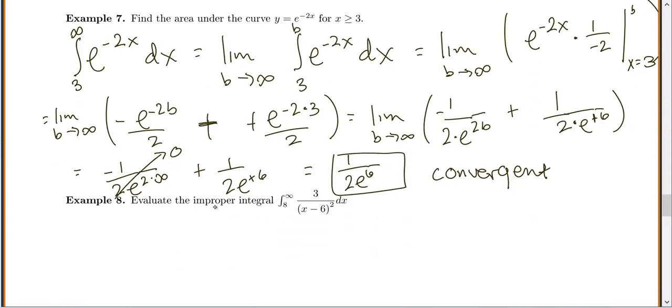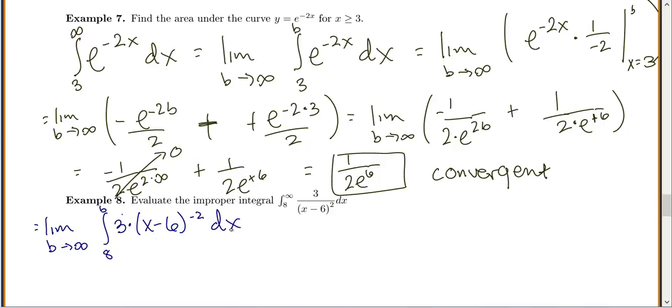Now this next one, let's do it again. We're going to now do the improper integral from 8 to infinity of 3 over (x minus 6) squared dx. So first we have to rewrite it with the limit as b goes towards infinity, and we'll integrate from 8 to b. Now I'm going to rewrite this as 3 times (x minus 6) to the power of negative 2 dx.